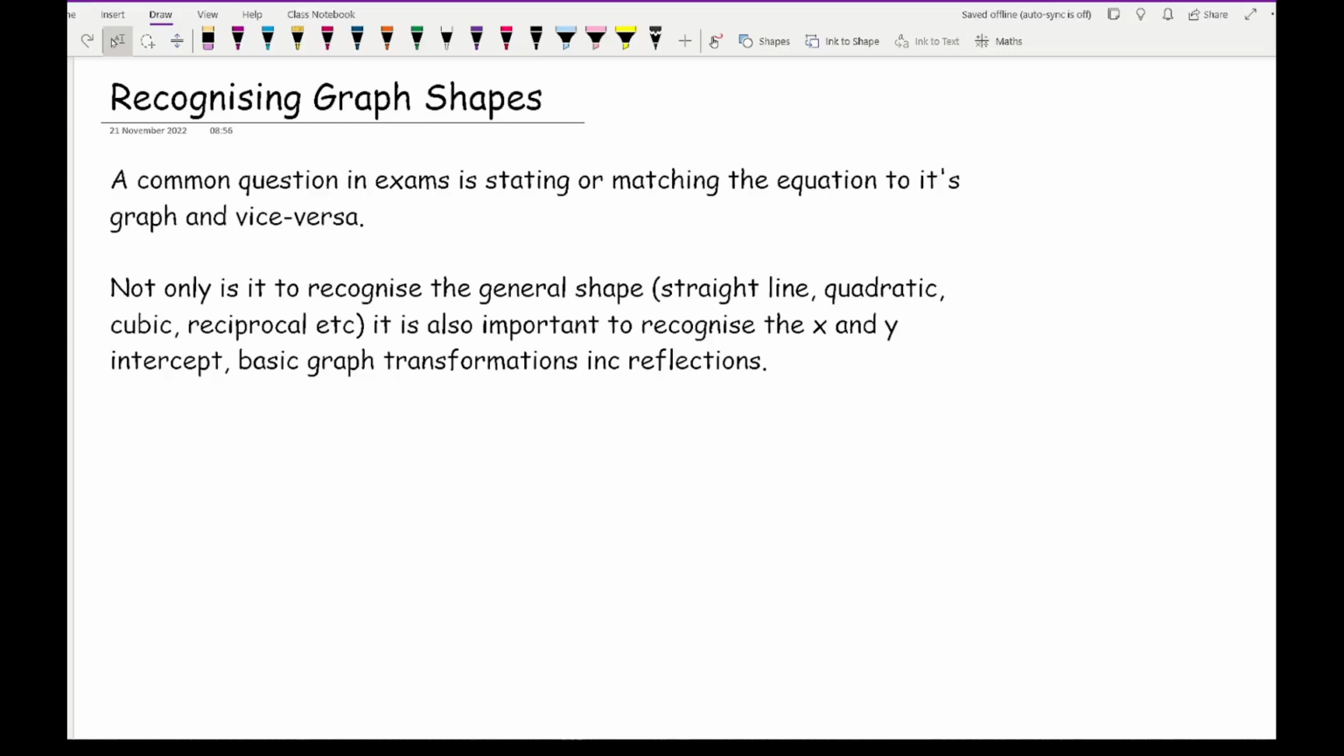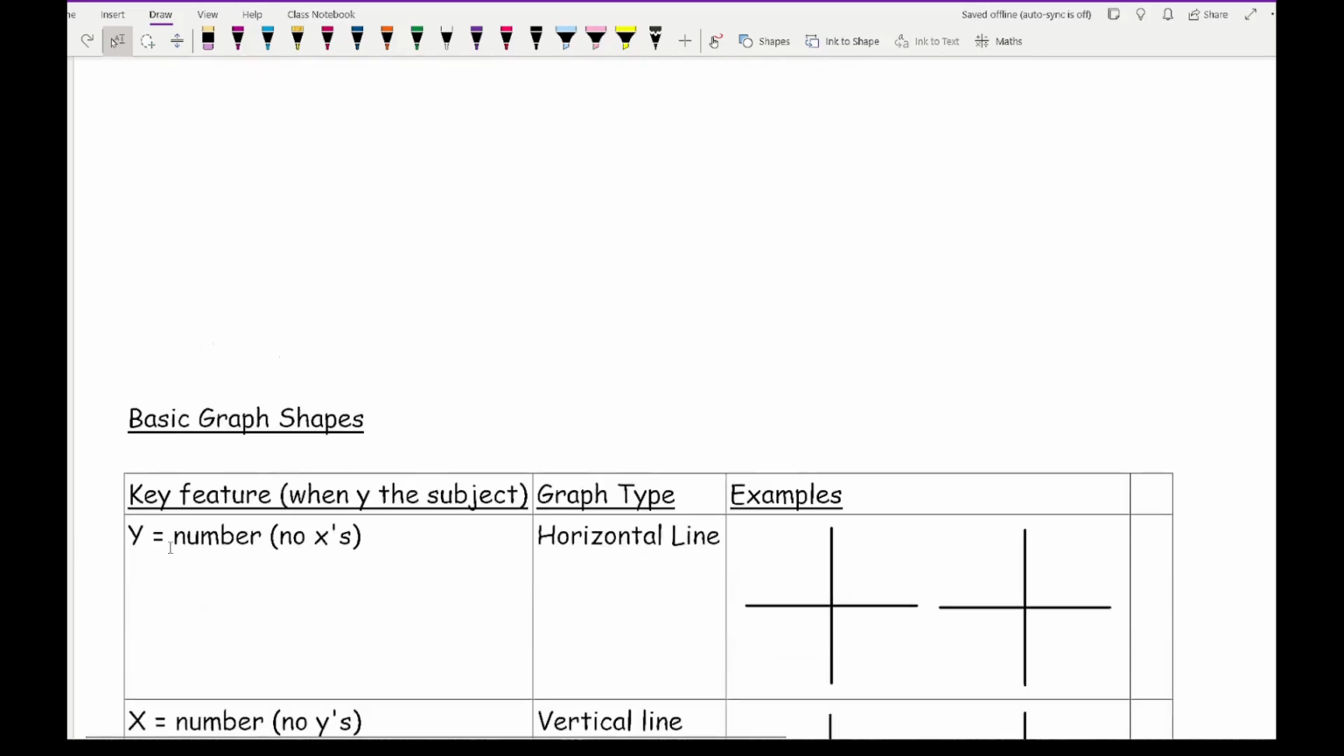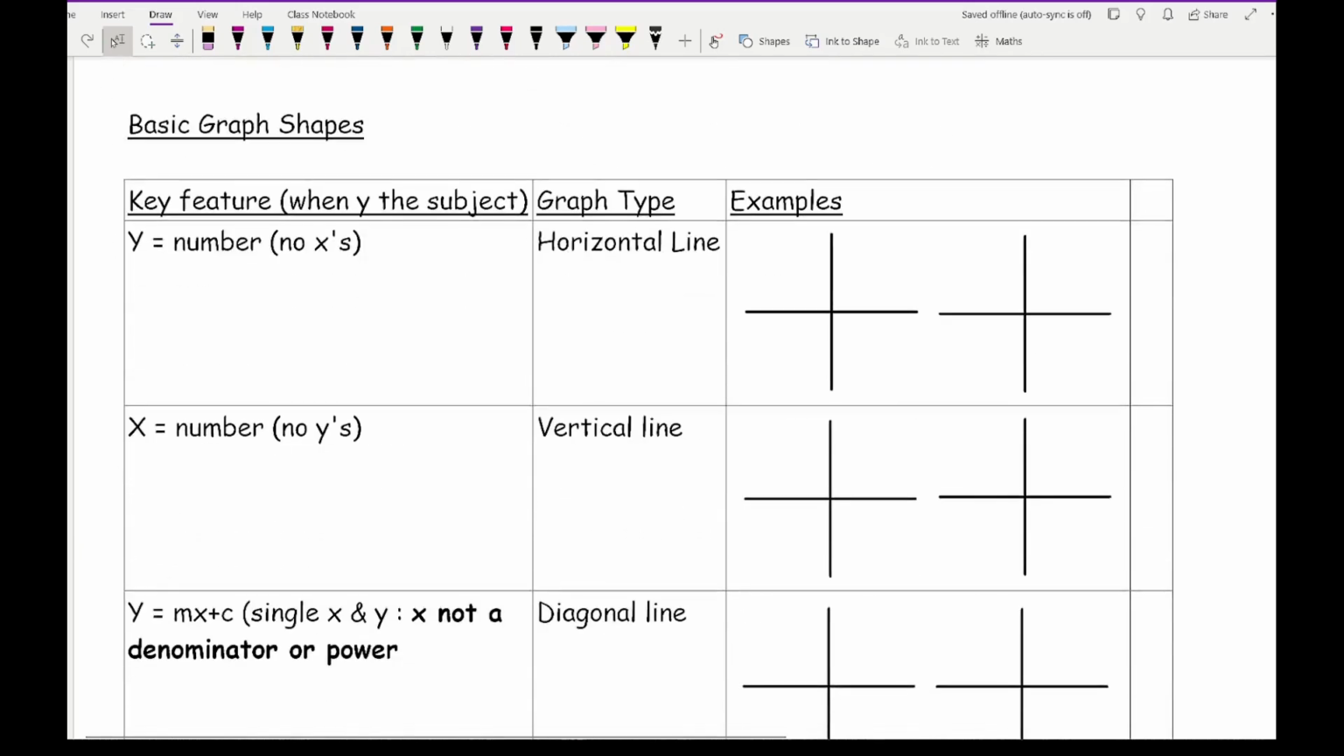Not only is it to recognise the general shape, either a straight line, a quadratic, a cubic or reciprocal, or even other graphs like exponentials, it is also important to recognise the x and y intercepts and basic graph transformations including reflections. So let's have a look at the general basic shapes of graphs.